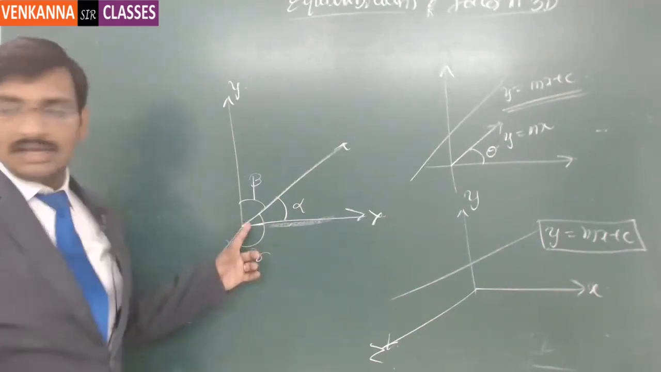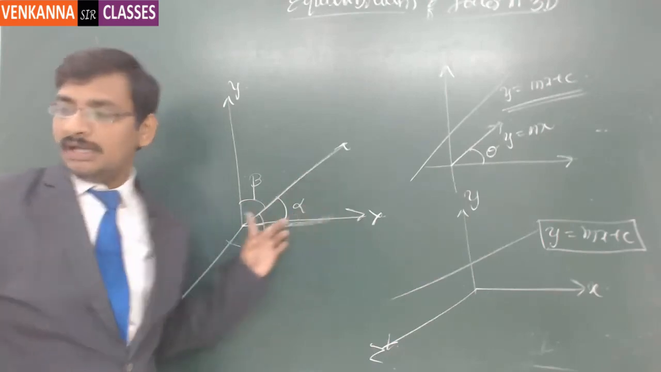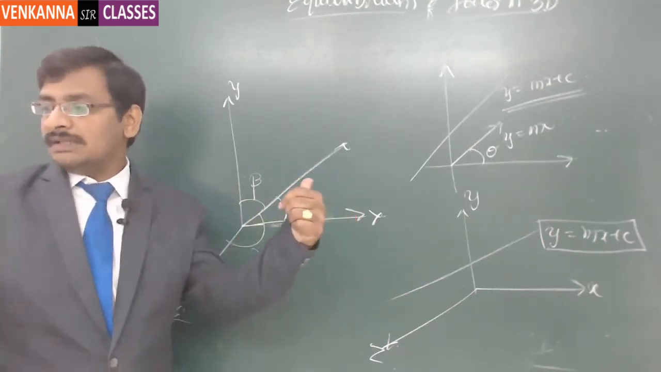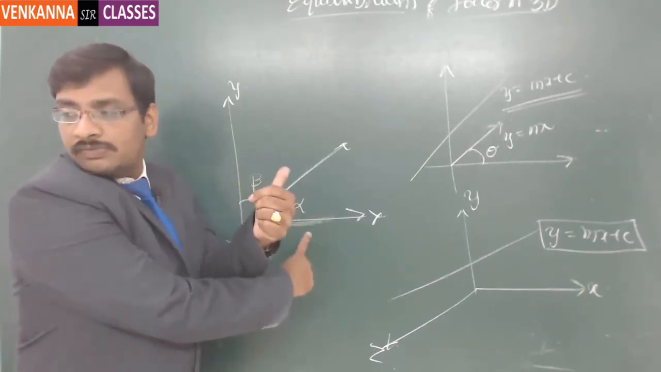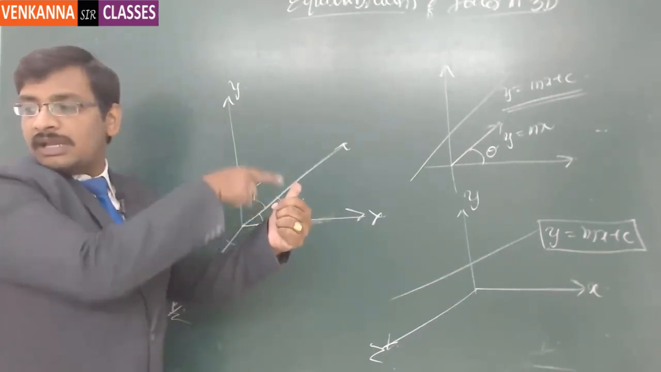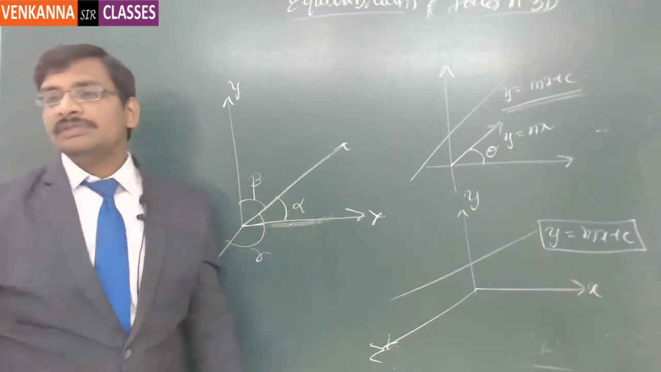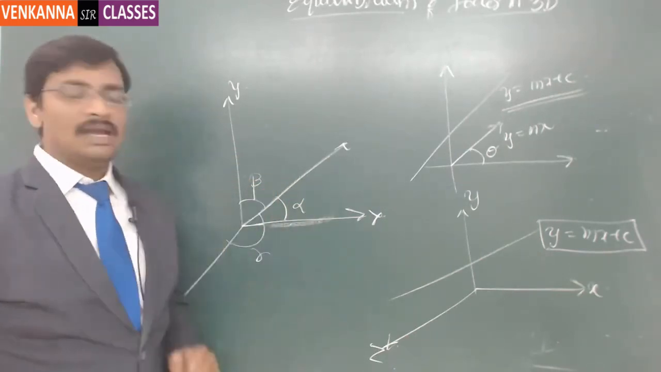Now these 3 angles I have drawn on a plane, but ideally this line is like this. So if it is like this, then actually it will make an angle of alpha with the x-axis. It will make an angle of beta with the y-axis. It makes an angle of gamma with the z-axis like this. Now all the 3 angles are there.